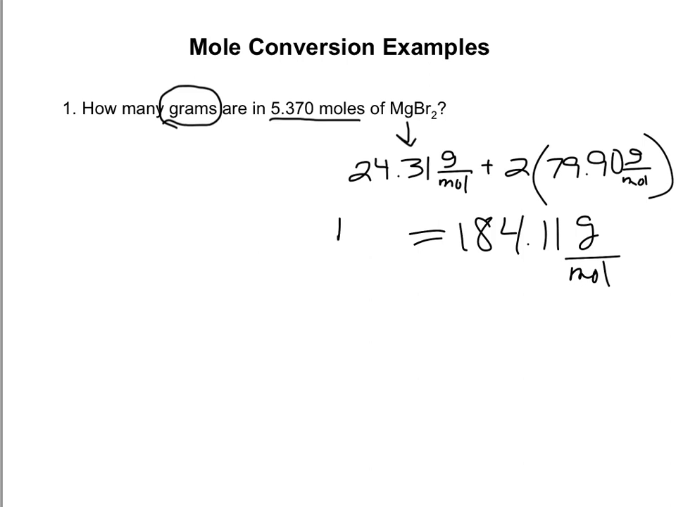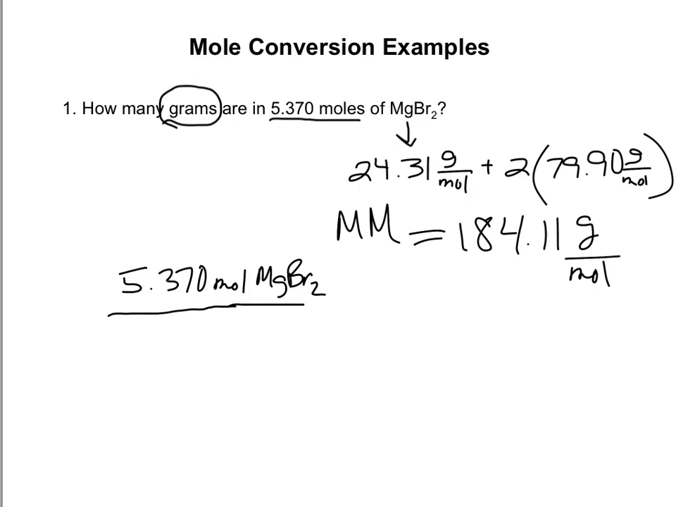So now that we know the molar mass, I usually abbreviate that as mm, I can set up my proportions. It doesn't matter which proportion you put on which side or which number you put on top or bottom to start with. So I'm just going to start with what they give me in the problem, 5.370 moles of magnesium bromide. And I'm looking for X number of grams of magnesium bromide. And I always want to put units with my number. We don't want any naked numbers in chemistry.